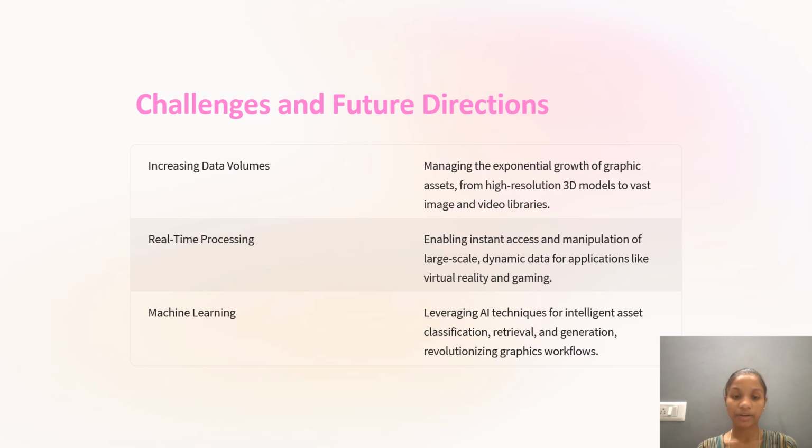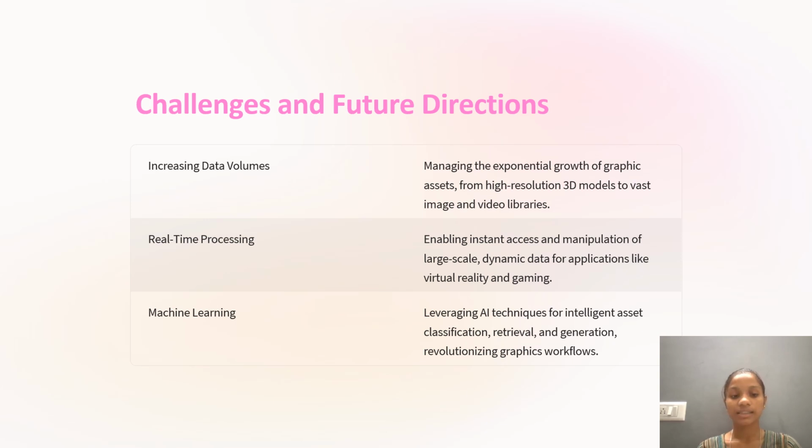First, increasing data volumes: managing the exponential growth of graphic assets, from high resolution 3D models to vast image and video libraries. The next one is real-time processing, enabling instant access and manipulation of large scale dynamic data for applications like virtual reality and gaming. Then machine learning: leveraging AI techniques for intelligent asset classification, retrieval, and generation, revolutionizing graphic workflows.